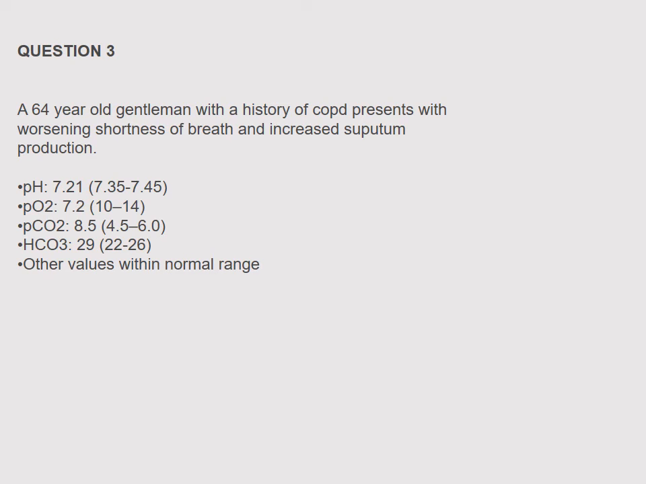Look at the bicarbs. Bicarbs are in the alkalotic range. They are increased. So they are trying to compensate for the acidotic pH, but they are not able to compensate completely. The pH is still very low. So this is not compensated. It is a respiratory acidosis that has not yet compensated, so it is an acute respiratory acidosis.